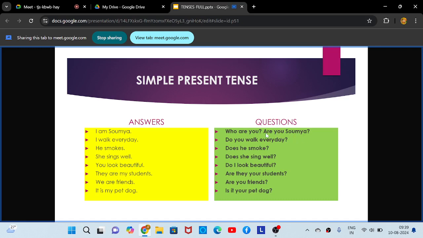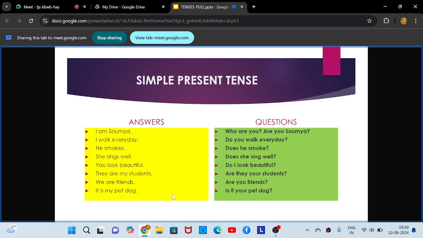Are you Soumya? I am asking like that. So who are you? Are you Soumya? The answer is yes, I am Soumya. Next is, do you walk every day? Yes, I walk every day. Does he smoke? He smokes. Does she sing well? She sings well. Do I look beautiful? You look beautiful. Are they your students? They are my students. Are you friends? We are friends.